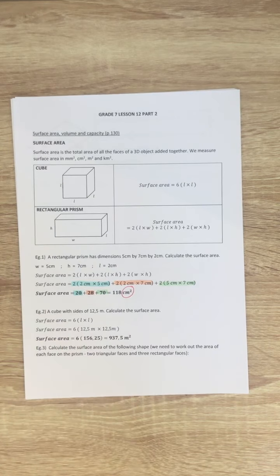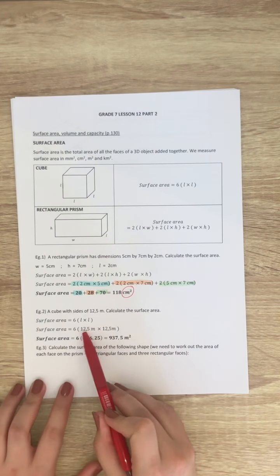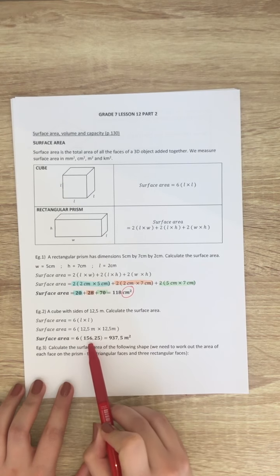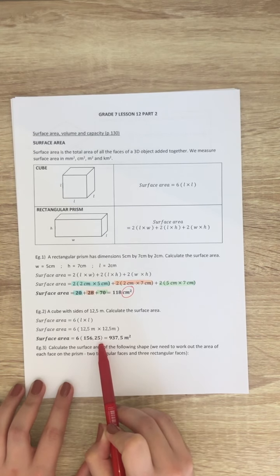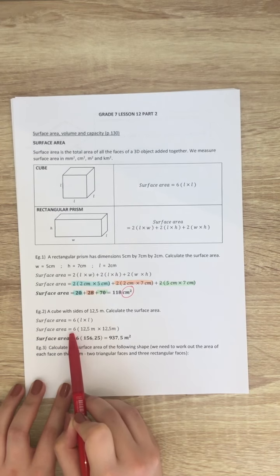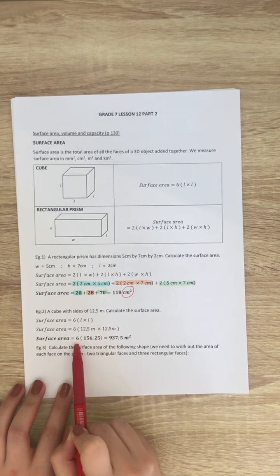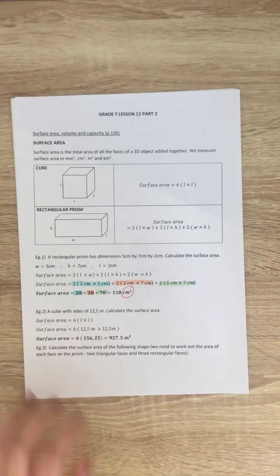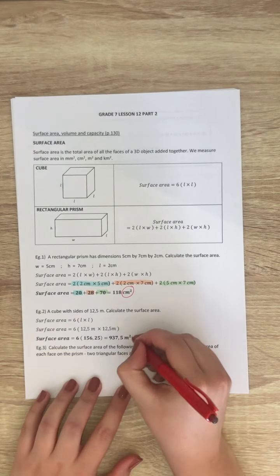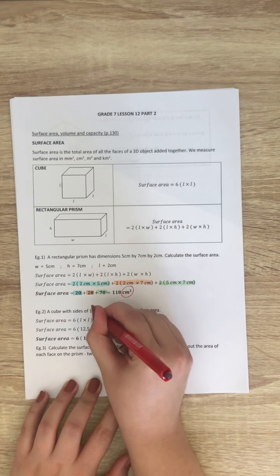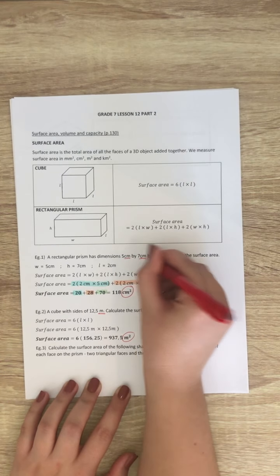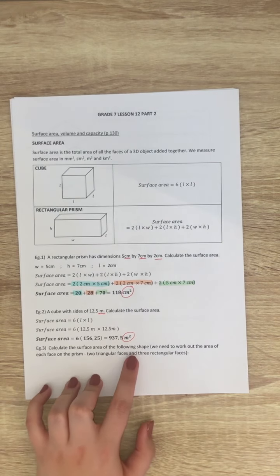Remember when you're multiplying decimals, get rid of the comma and add it back in at the end. If you don't remember how to do that, you need to please go back in your work. So 12.5 times 12.5 is 156.25. We again need to multiply it with the 6 on the outside of the bracket. So we get 937.5 meters squared. Again, we are working in meters. The first one we were working with centimeters, so don't forget your units.